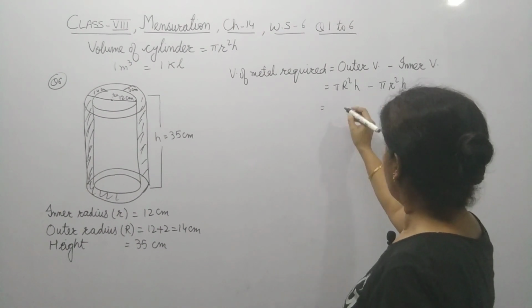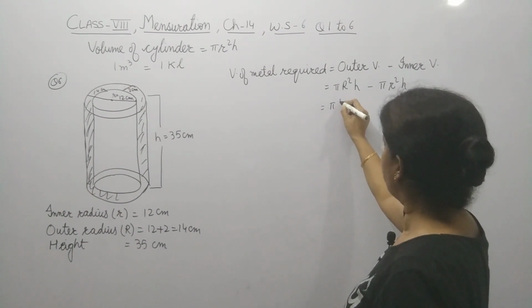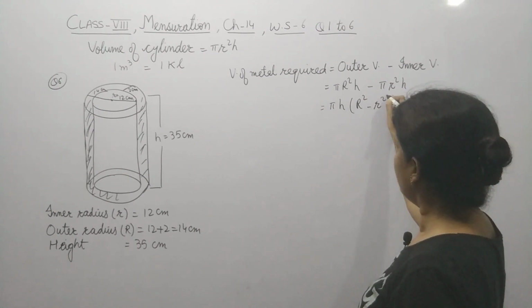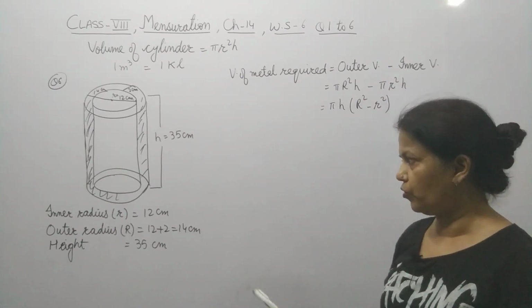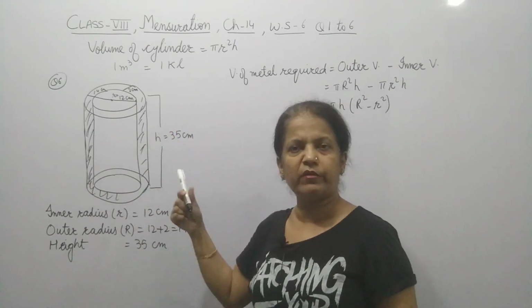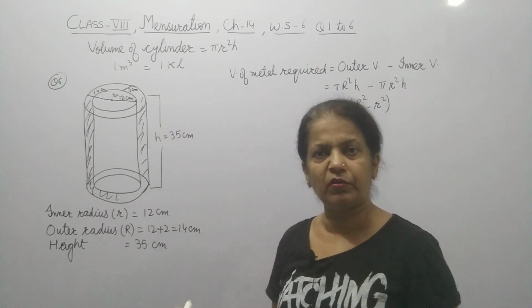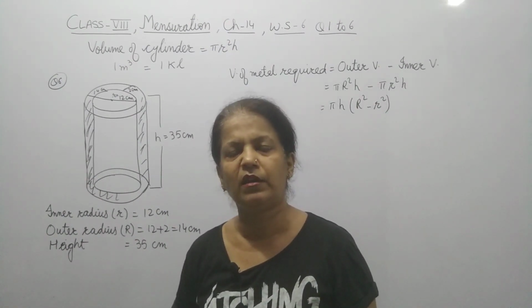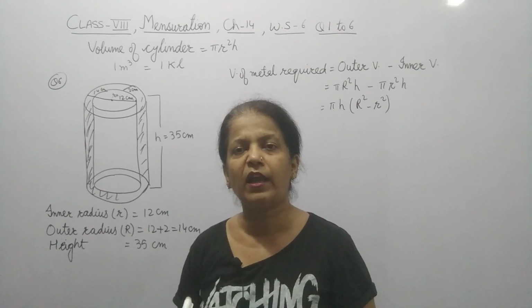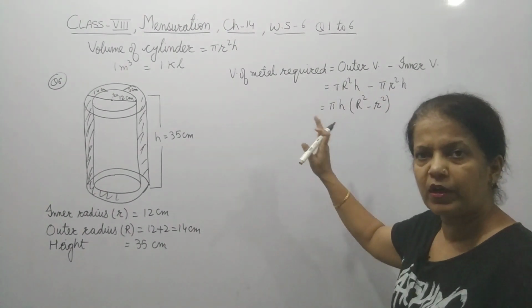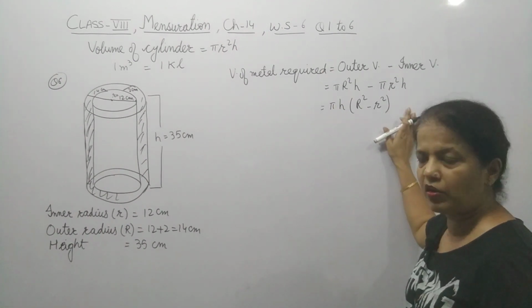Now take pi h common. So the left part is r square minus r square. Now we will try to put the values. You can also do this question by finding the outer volume separately, solving it separately, and the inner volume you will solve separately and then subtract it. But it will take a little bit more time. So what we will do, we will write the formula first, take whatever is common.